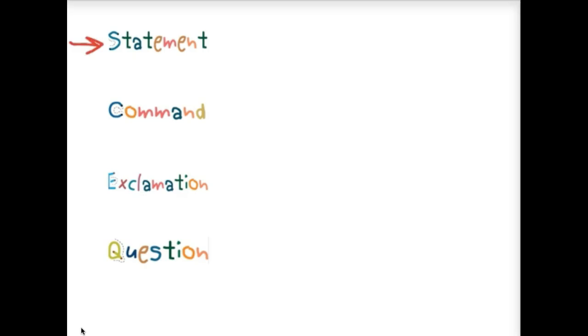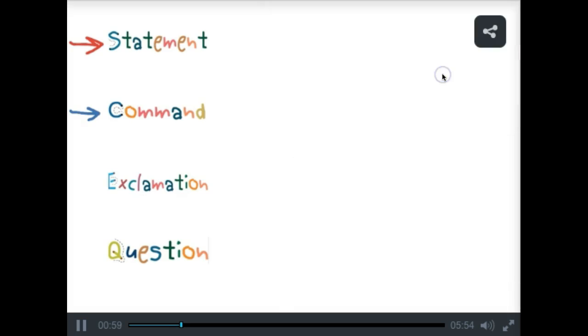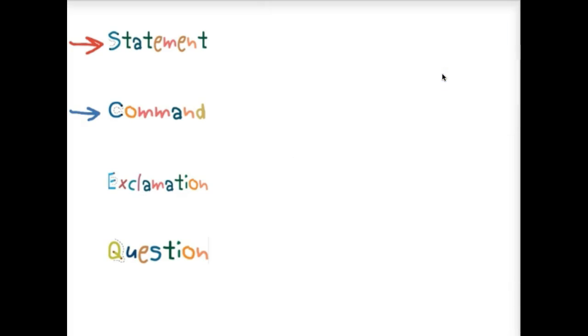A statement sentence tells a complete thought and ends with a period. A command sentence tells someone to do something and also ends with a period. An exclamation sentence shows strong feeling and ends with an exclamation point. A question sentence asks a question and ends in a question mark.